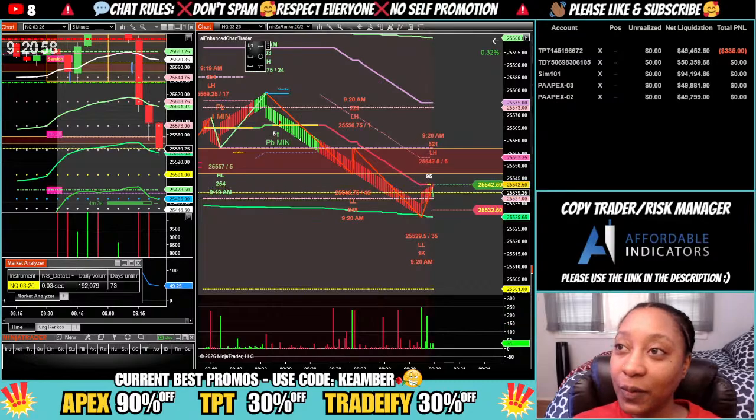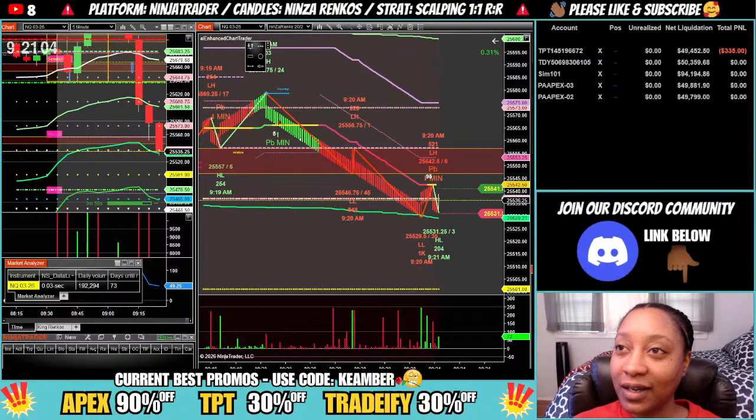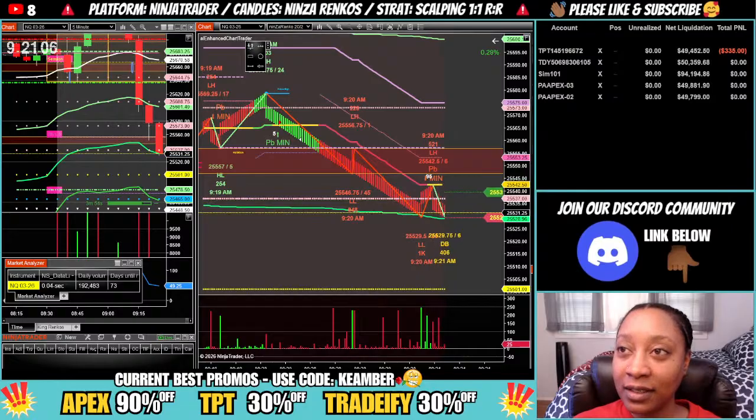What is Trump doing while we're falling? Who knows? I can't wait. It's 3 contracts so I can leave a runner. Look at this move down. I'm just trailing the candle highs and down we go.